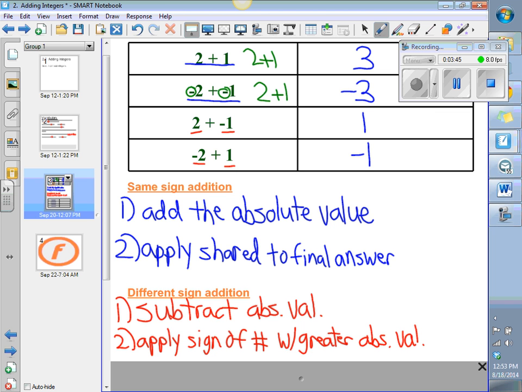So for example, 2 plus negative 1: subtract absolute values. We have 2 minus 1, which gives us 1. The absolute value of 2 is bigger than the absolute value of negative 1, so the final answer stays positive. The next one, we again subtract the absolute values: 2 minus 1 gives us 1. However, the absolute value of negative 2 is larger than the absolute value of 1. Therefore, the negative sign gets applied to the final answer.